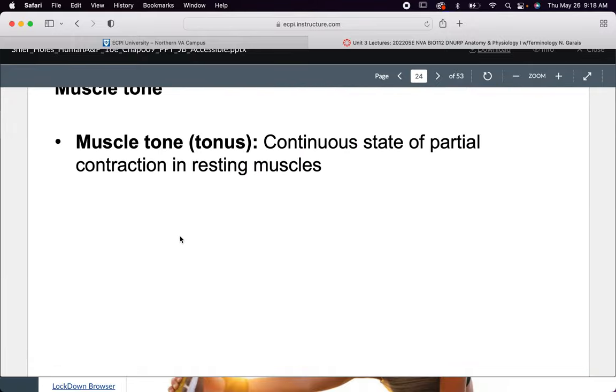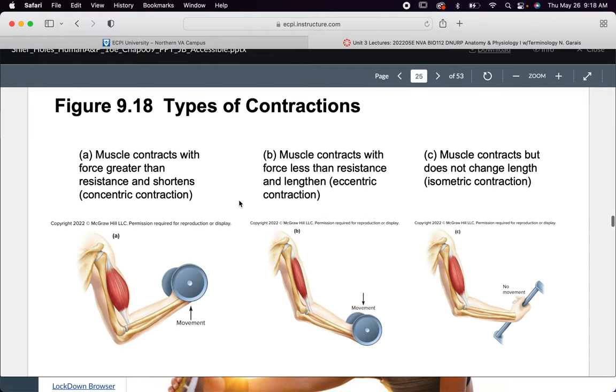Muscle tone. We mentioned this in lab. That's the continuous state of partial contraction in a resting muscle. So how do I know I have muscle tone? Well, you can feel it in your skeletal muscles when you squeeze your arm or squeeze a muscle. And remember my example, if I bonk you in the head with a hammer and you pass out, right, what will happen? Will you still be standing? Will you still be sitting in that position? No, because in order for you to sit or stand or be in any position, there's some level of tone, a continuous state of partial contraction in the resting muscle.